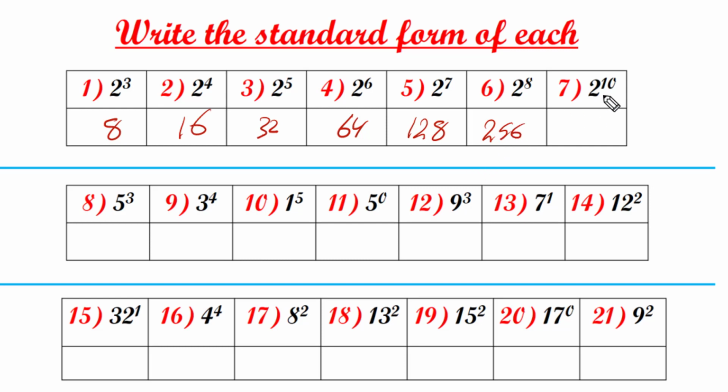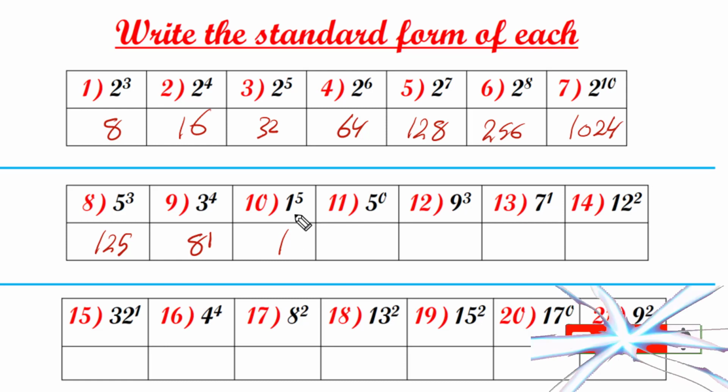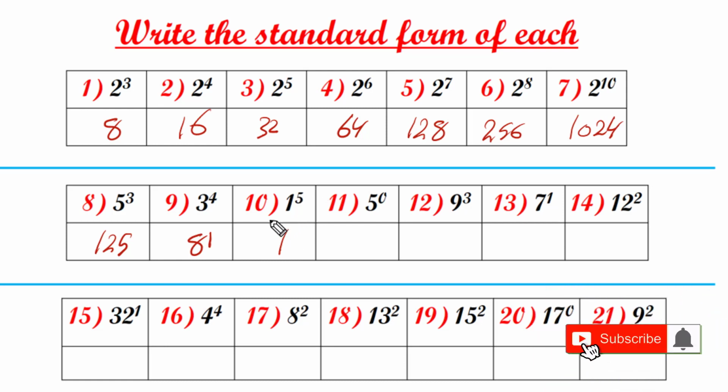Finally guys, 2 raised to the power 10 equals 1024. Next, 5 raised to the power 3 means we will repeat 5 3 times, it will be 125. 3 raised to the power 4 equals 81. 1 raised to the power 5 equals 1, and 1 raised to any power equals the same number, which is 1. The power of 0 equals 1. 5 raised to the power 0 equals 1.